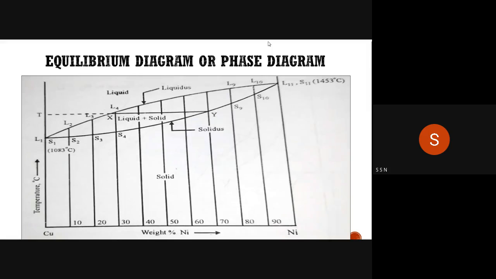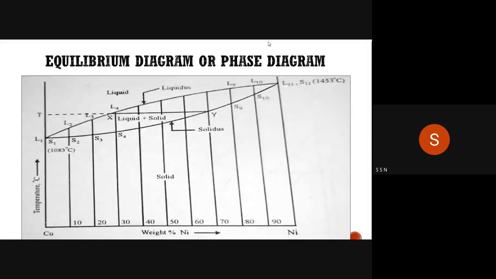The first curve above, joining L1, L2 up to L11, is called the liquidus curve. That means the phase present on and above that line will be liquid phase. And we have joined the points S1, S2, S3, S4 up to S11. Those points are called solidus points, and the line joining them we call the solidus line. On and below that line, the phase of that alloy or pure metal will be solid, and in between the liquidus line and the solidus line, the phase will be liquid plus solid.